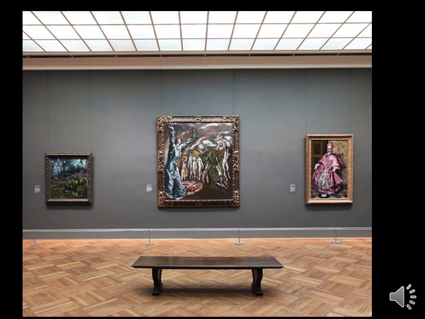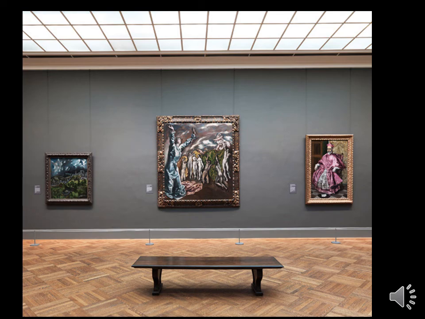Let's pretend you walked into this room of a museum. Having never seen these paintings before, does something tell you that they are the same genre? Do they look related? Can you identify what genre is represented here? Do they fit the conventions for any of the genres we've discussed so far in this lesson?